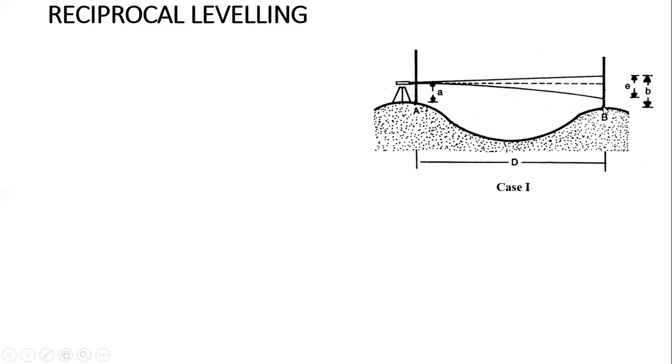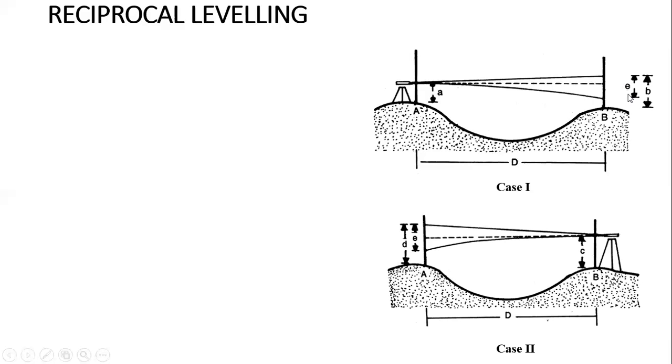Now you see that here, this one is your apparent staff reading from the top line to the bottom portion of the staff. So this is your apparent staff reading, and this much is the error amount, that is your E, between this line and this line. This error includes all the three errors, that is the curvature, the refraction, and the collimation. Now we will have to calculate what is the true difference of level between points A and B, and what will be the amount of error E. What is the value of E here?